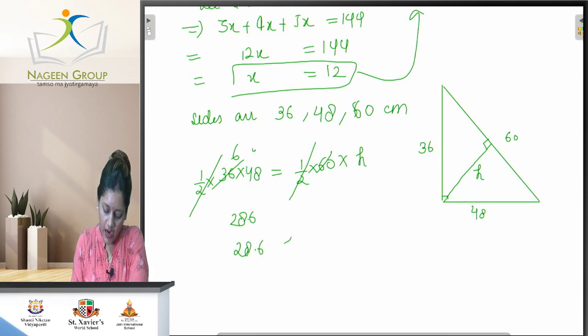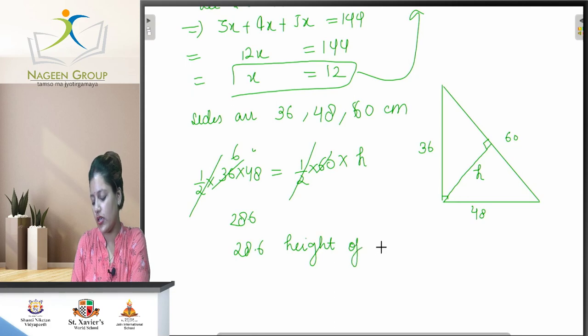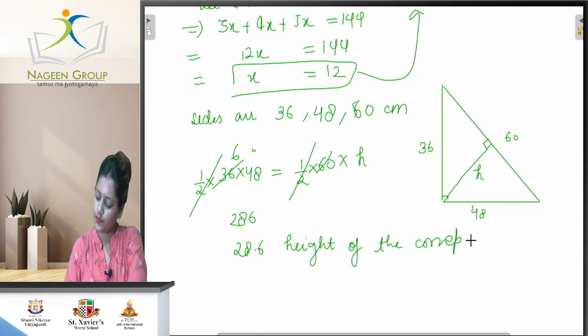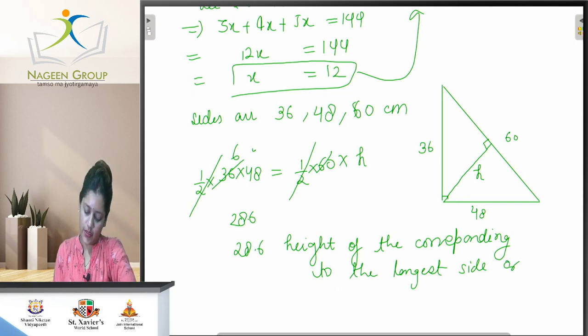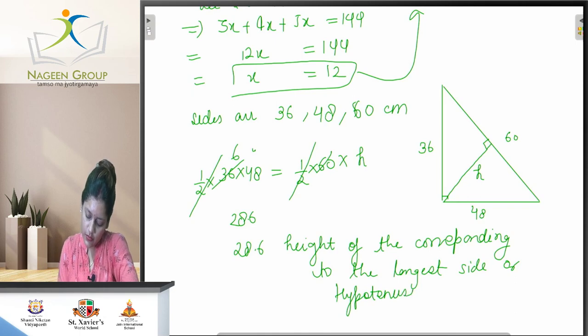.6 is the height corresponding to the longest side, or what? Hypotenuse. So have you got it?